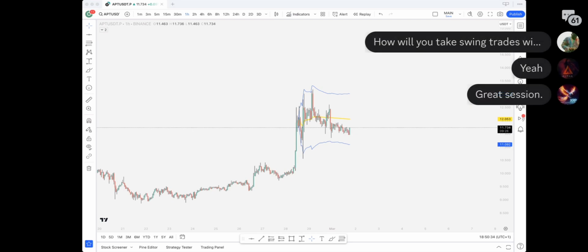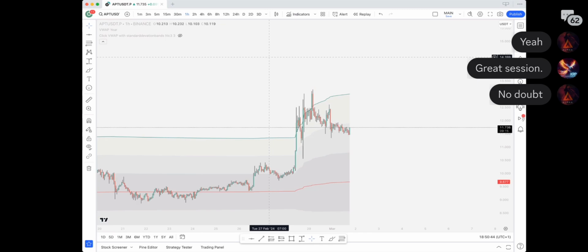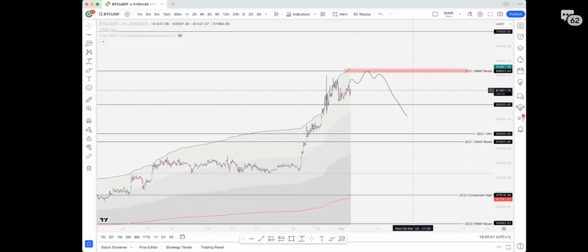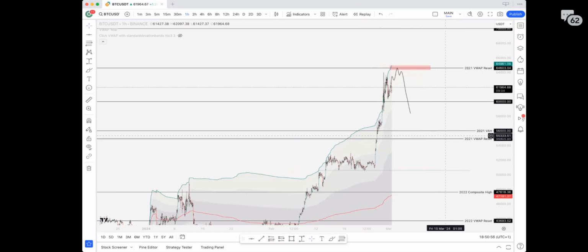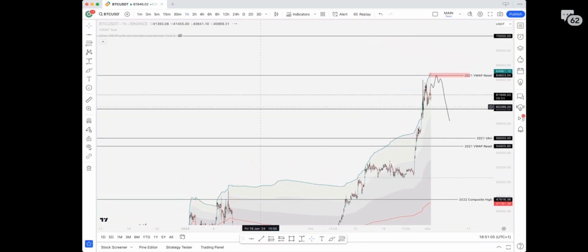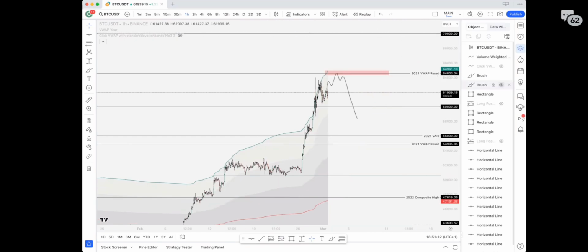How will you take swing trades with this? It comes down to what I was talking about earlier, mainly for me using the resets. On Bitcoin, for example, using this 2021 reset to do a swing short, or using this 2021 reset down here as a swing long, or this 2022 VWAP reset for another swing long. So that's how you would use the resets for the swings, and for VWAP by itself, you'd essentially just use the... Let's just hide all these again.